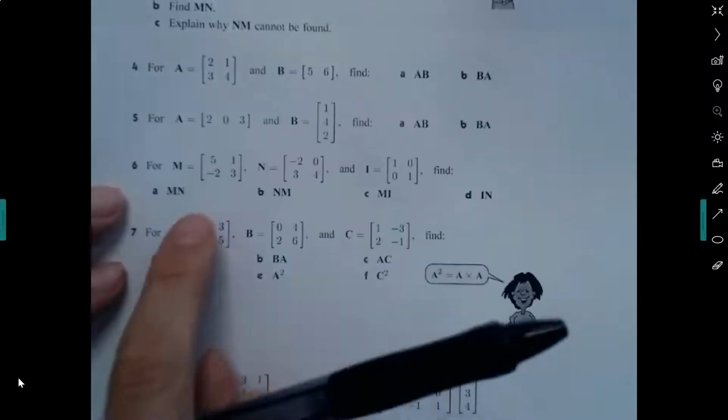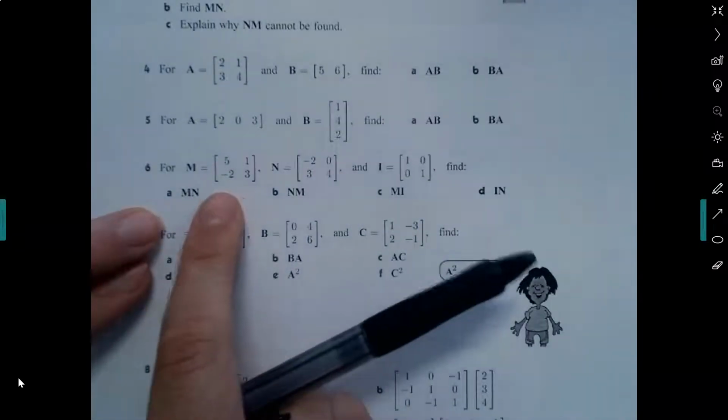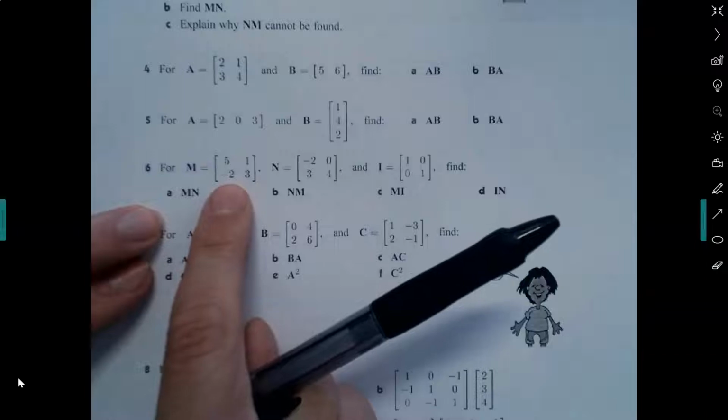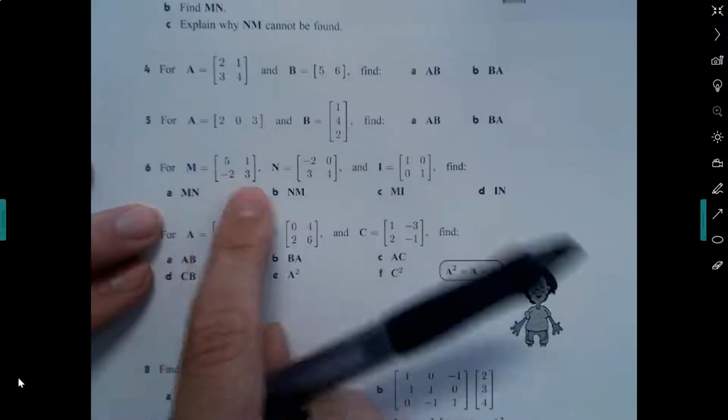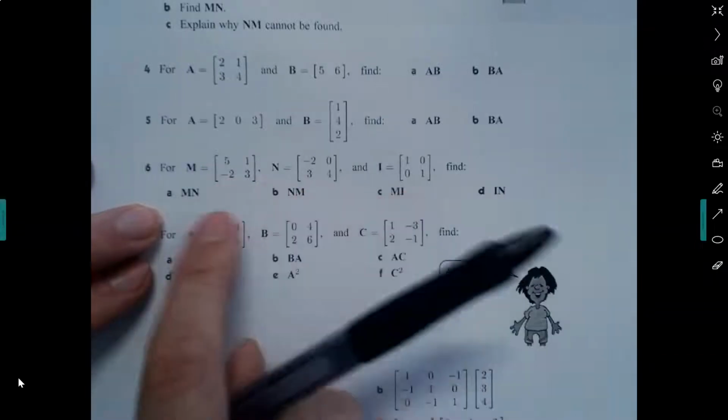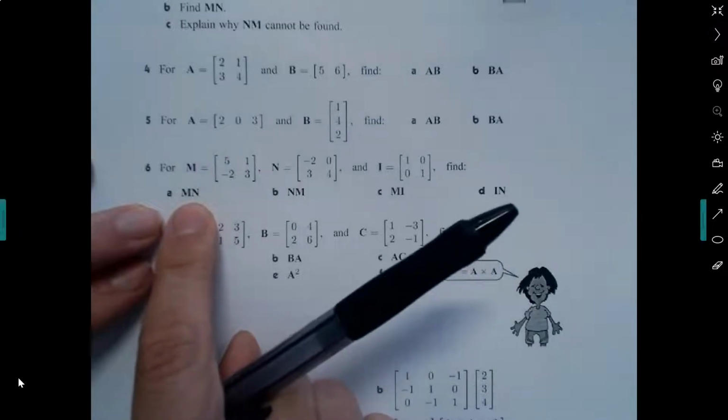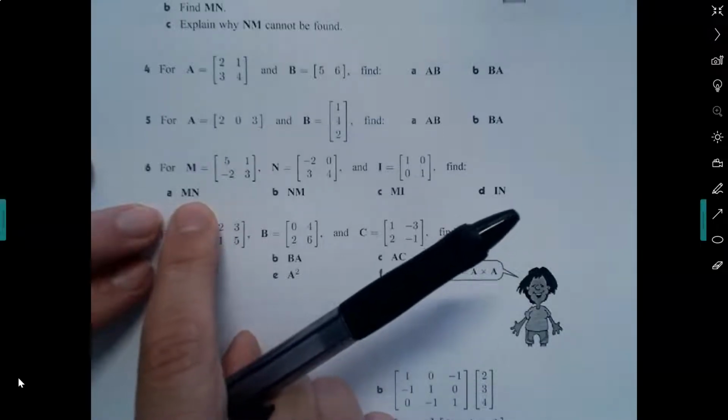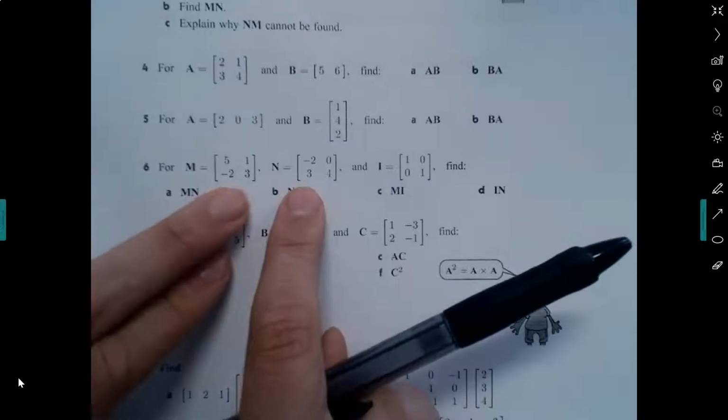So I'm going to start off by doing question 6, where we have matrix M, which is equal to this, N and I. And 6a asks us to do Mn. So we're multiplying these two matrices.